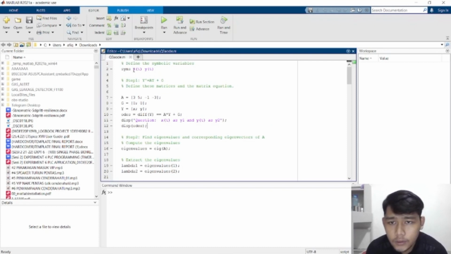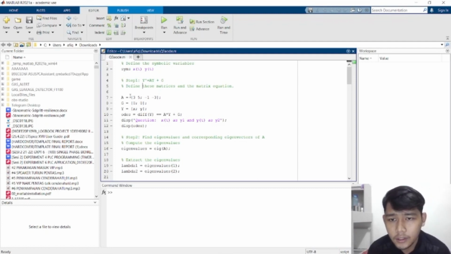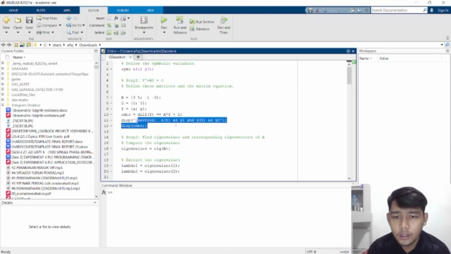So first, we should define the symbolic variable. Next, we should define the equation y prime, which is Ay plus g. Before that, we should define the values of matrix A, y, and g in the matrix form of the equation. So A here, then g, y, then we define this equation, which is A multiplied by y plus g. Next, we display.